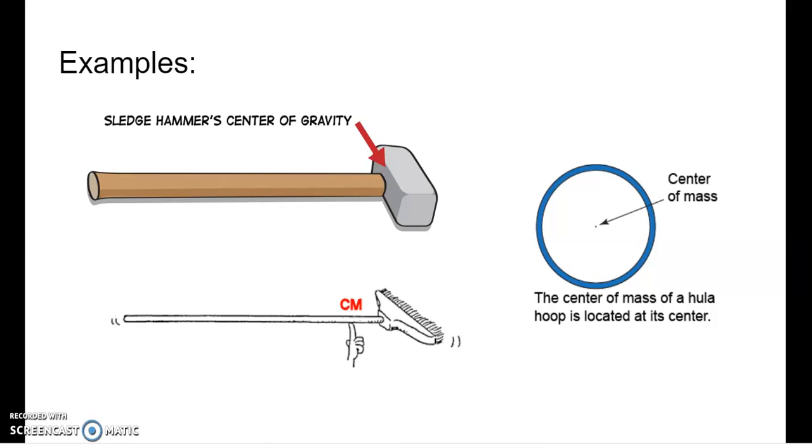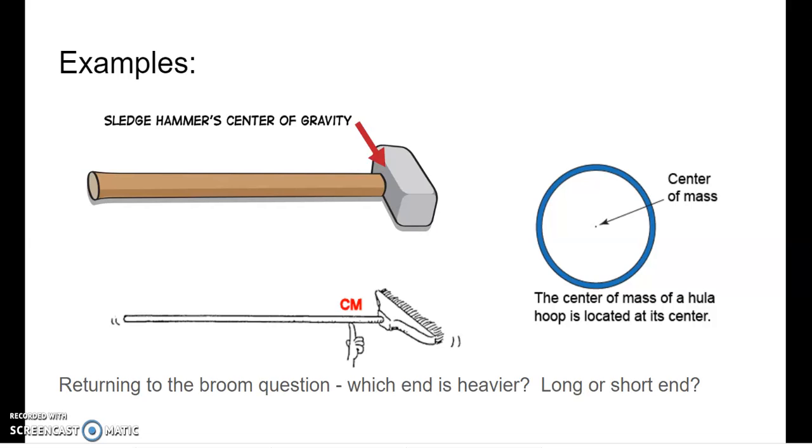Sledgehammer, the broom. The center of mass is very close to the heavier end. That's the point where the torques are balanced. In the case of the sledgehammer, the hammer part is way heavier than the handle. So they are not of equal weight if you cut it right at the center of mass. Same for the broom. They're not of equal weights. And if you look at something like a donut or a hula hoop, the center of mass is located at the center where there is no hula hoop. So again, thinking of the broom question, of course the short end is the heavier end.